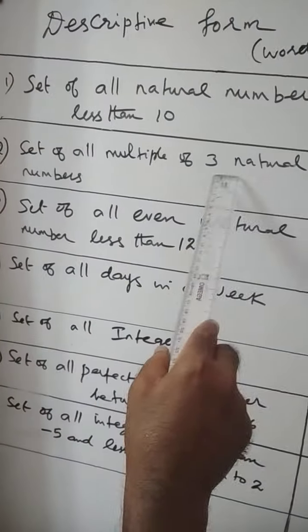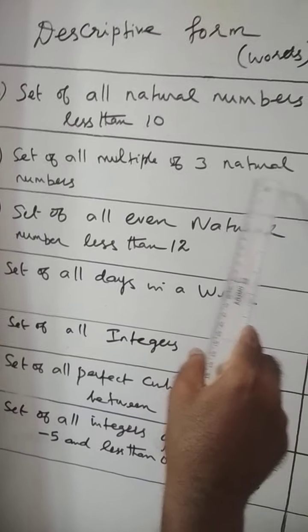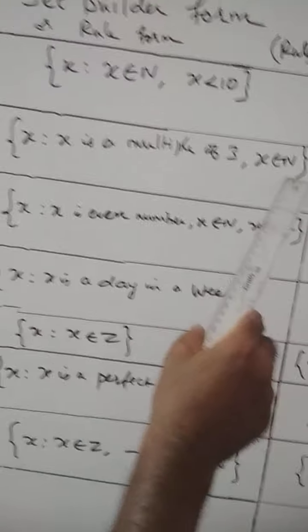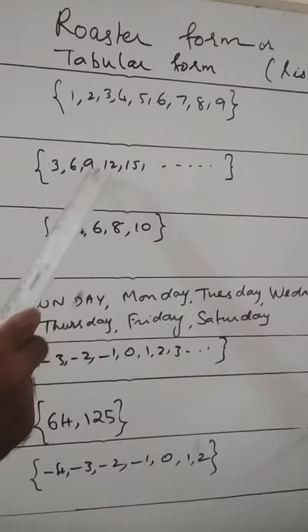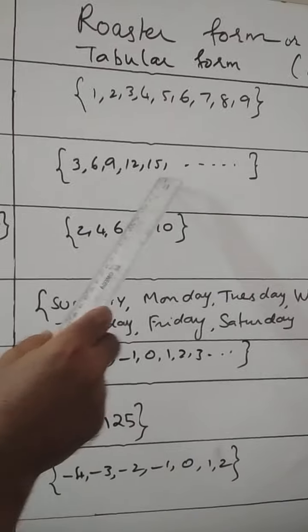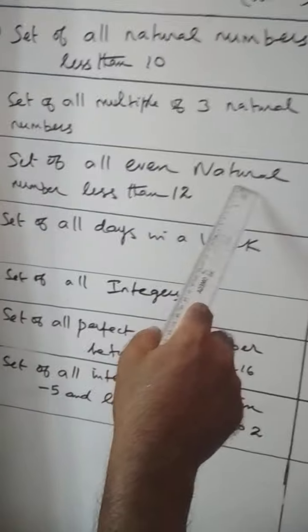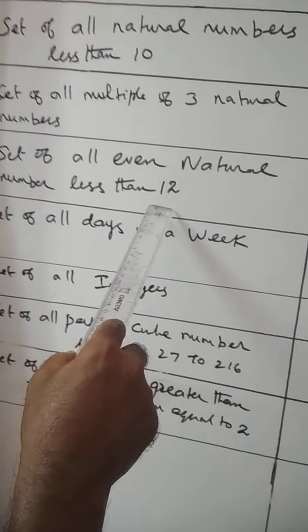Then the second one, set of all multiples of 3 in natural numbers. So x is a multiple of 3, x belongs to N, N is the set of natural numbers. Here, listing all the elements: 3, 6, 9, 12, 15, etc. Then the third example, set of all even natural numbers less than 12.